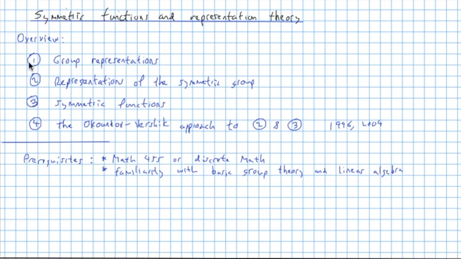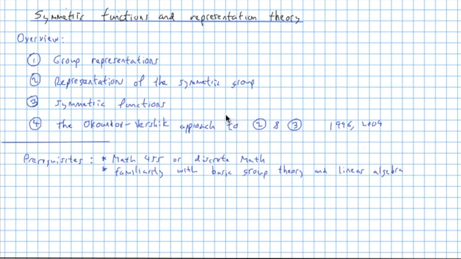The overview of the course is I'm first going to talk about group representations, then we're going to talk about representations of the symmetric group, and then we're going to talk about symmetric functions and the relation it has with the representation theory of the symmetric group. And then we're going to talk about a new approach by Okounkov, Vershik, and Olshanski to both the representation theory of the symmetric group and symmetric functions that used some material that was known but not emphasized and some new ideas. And this goes back to 1996 and 2004.